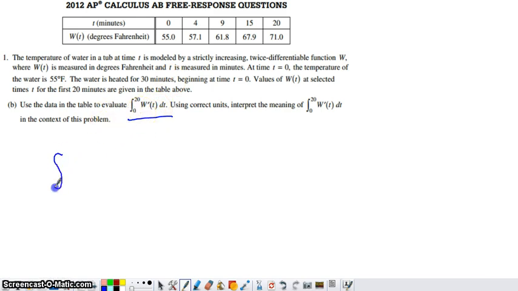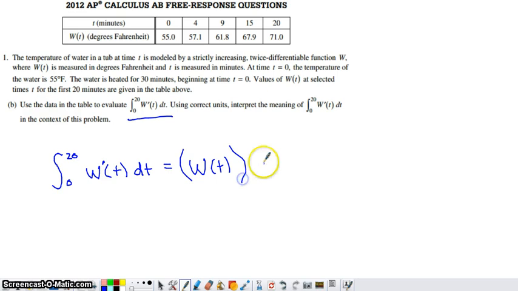If you think about evaluating this integral, it's actually not that difficult to apply the fundamental theorem of calculus to this. If we want to do the antiderivative of w prime, we're going to be working backwards to w of t. So I'm applying the fundamental theorem of calculus. I found the antiderivative of this function here, and now I'm going to evaluate that antiderivative at the limits of integration and take a difference.